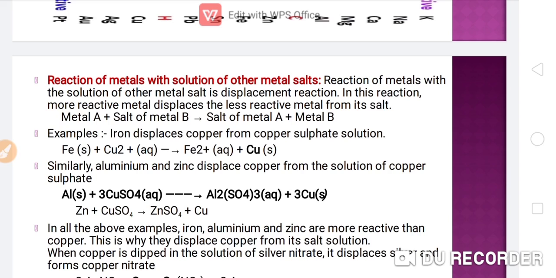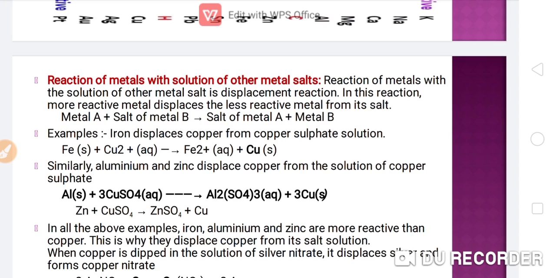In this reaction, a more reactive metal displaces the less reactive metal from its salt solution. That is metal A. This is the common reaction: metal A will react with the salt of metal B in the aqueous solution. The products will be the salt of metal A and metal B. So here is the general reaction.